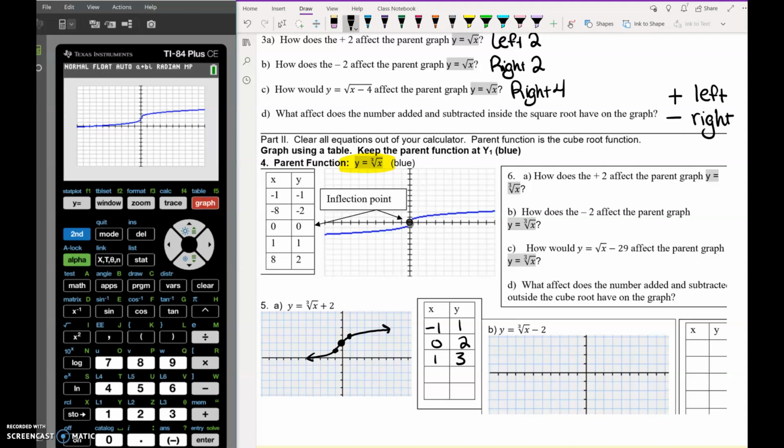So what do you think the -2 would do? Okay, because that -2 is not under the radical, it's going to move it down 2. So the +2 moves it up 2, -2 down 2. What if it said -29? What would that do?